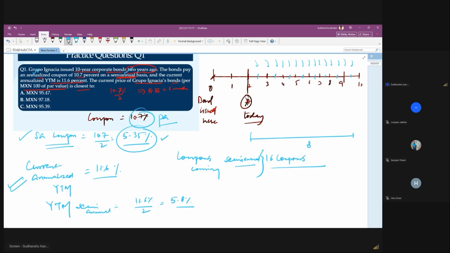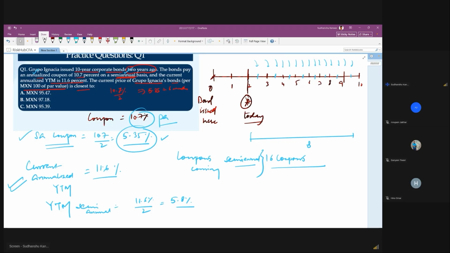So we have now solved two interesting points of your understanding. We have solved your coupon payments. We have solved the YTM, right? And the number of periods is also 16. Now what is the question asking me? The question is asking for the current price, which means the present value basically. You're asking me to calculate the present value, so I'm like, okay, fine, that I'll do.